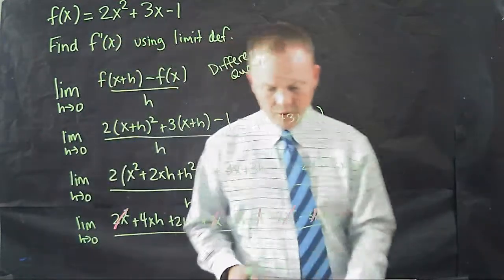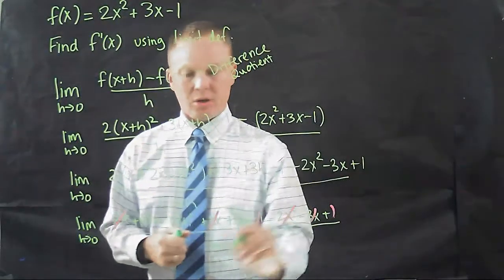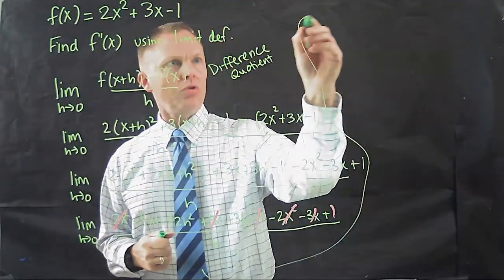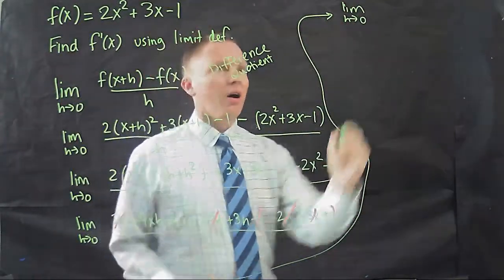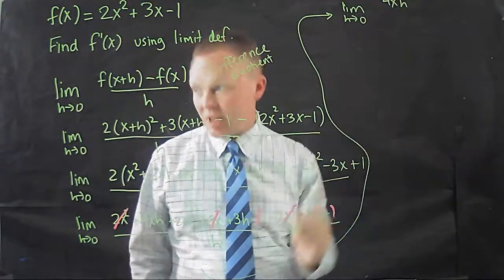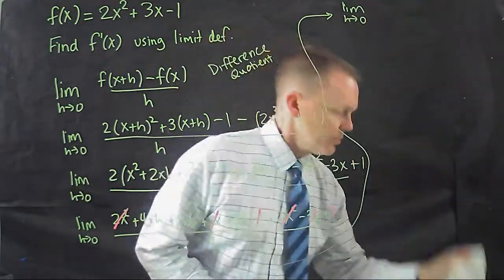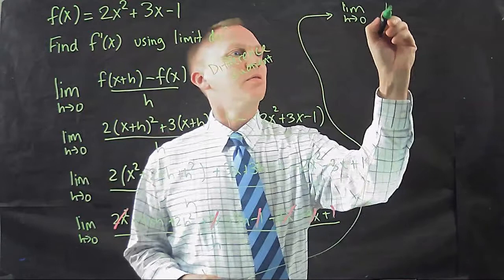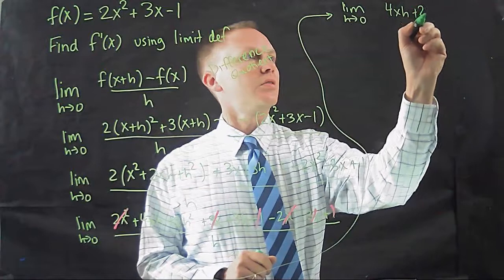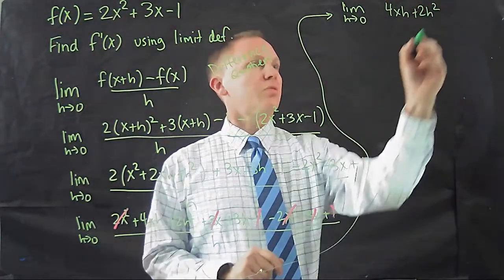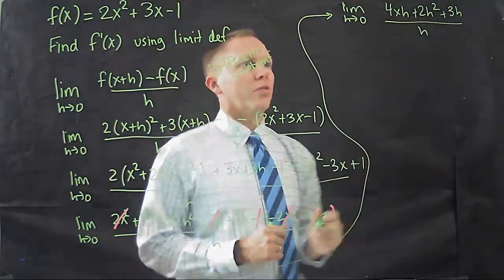Okay, so check that out. Now, this limit simplifies. I'm going to go up here. This limit simplifies to the limit as h goes to 0 of 4xh. Whoops, you can't see that. 4xh plus 2h squared plus 3h, and that's it, all over h.